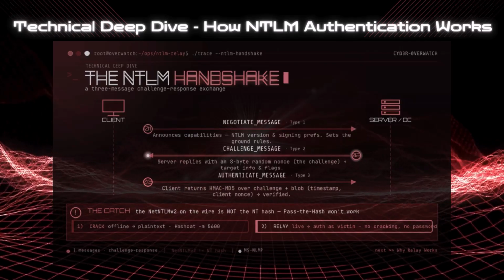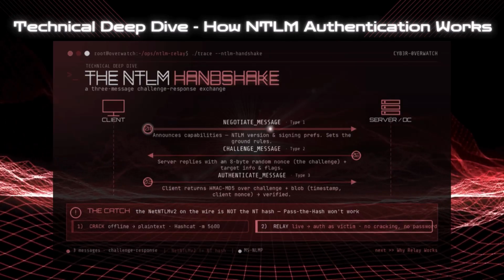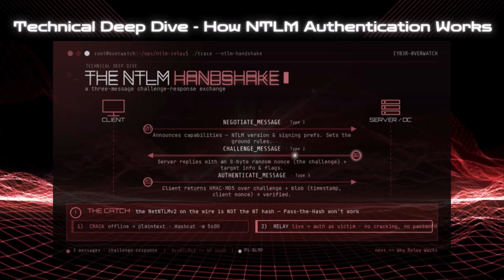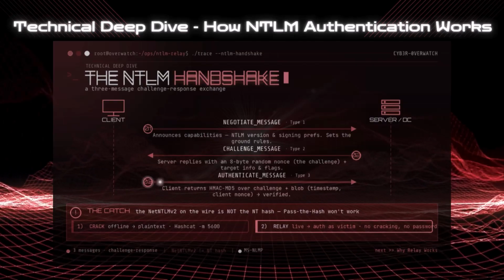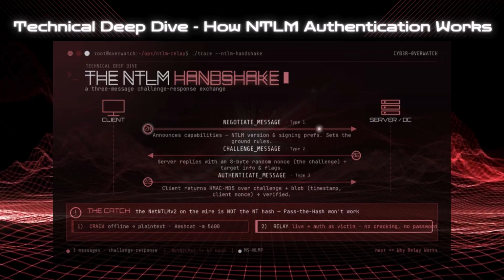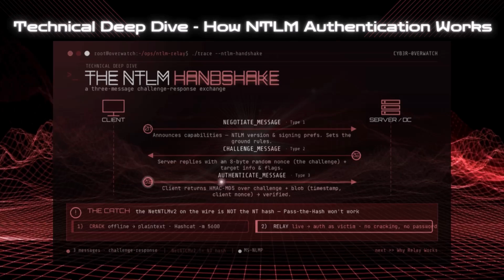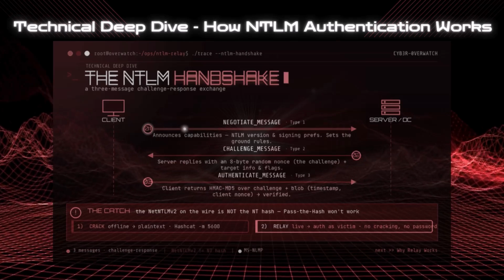The critical thing to understand: the value that travels across the wire, the Net-NTLMv2 response, is not the user's NT hash. You cannot pass the hash with it. You have exactly 2 things you can do with a captured Net-NTLMv2: crack it offline to recover the plaintext password, or relay it to another server in real time. Relaying is the interesting one because it requires no cracking at all.